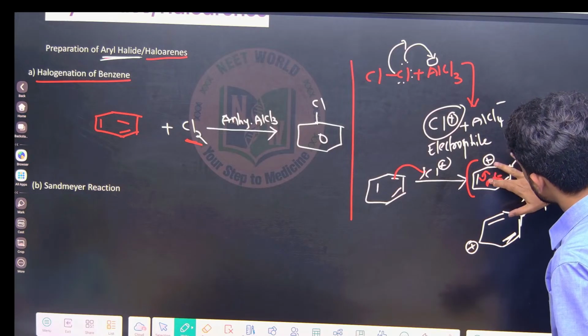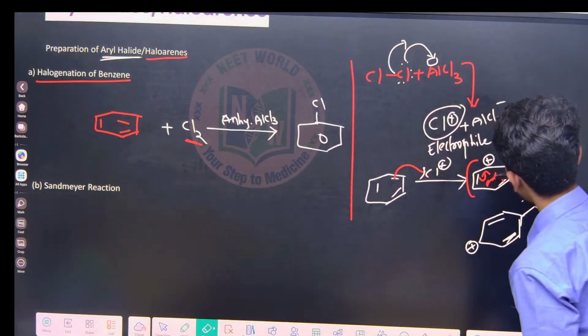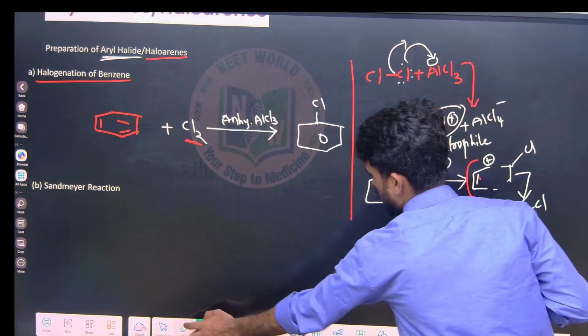Sir, FeCl3 can also be used, right? Yes, FeCl3 can also be used, anhydrous form only.